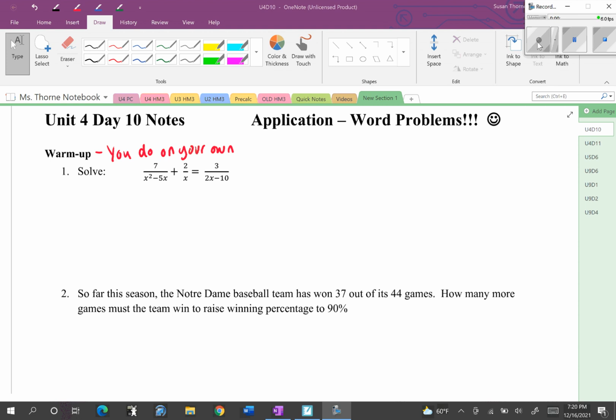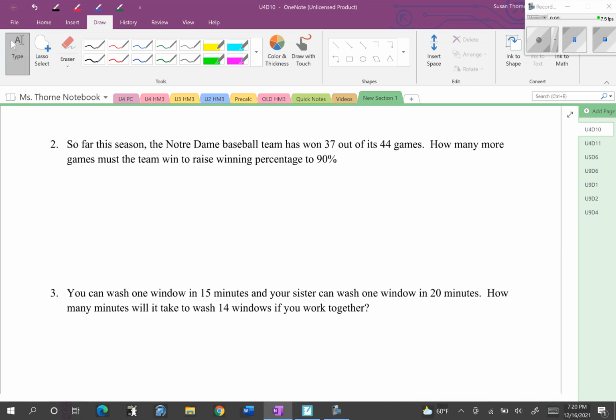So today we're going to talk about application word problems for our rational functions. The first problem is just a warm-up, so let's go ahead and look at number 2. For question 2, it says, so far this season, the Notre Dame baseball team has won 37 out of 44 games. How many more games must the team win to raise the winning percentage to 90%?